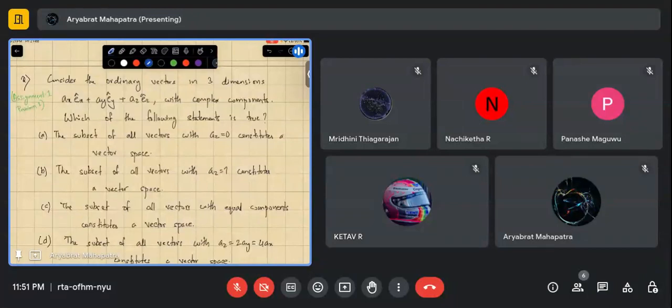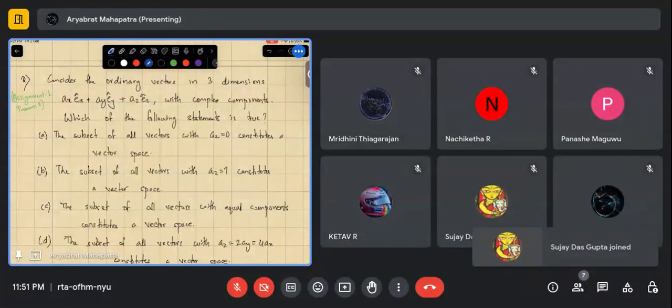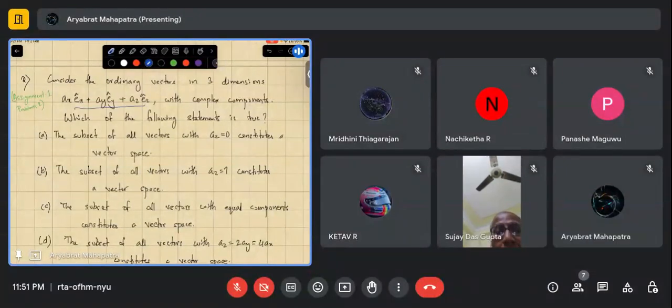The question was: consider the ordinary vectors in three dimensions, with complex components, where ax, ay, and az are complex components. Which of the following statements is true?